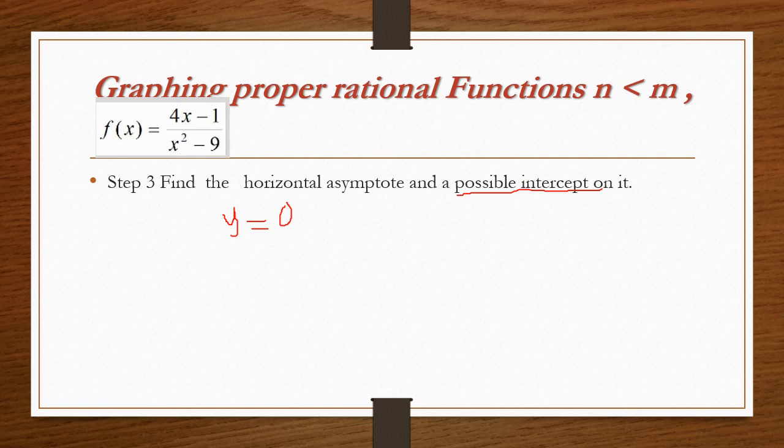Okay, so if we want to find an intercept on it, we're going to take the main function, which is 4x minus 1 over x squared minus 9, and set it equal to the value of the horizontal asymptote. In this case, the value of the horizontal asymptote is equal to 0. So to get rid of our denominator at the bottom, we will be multiplying x squared minus 9 to both sides.